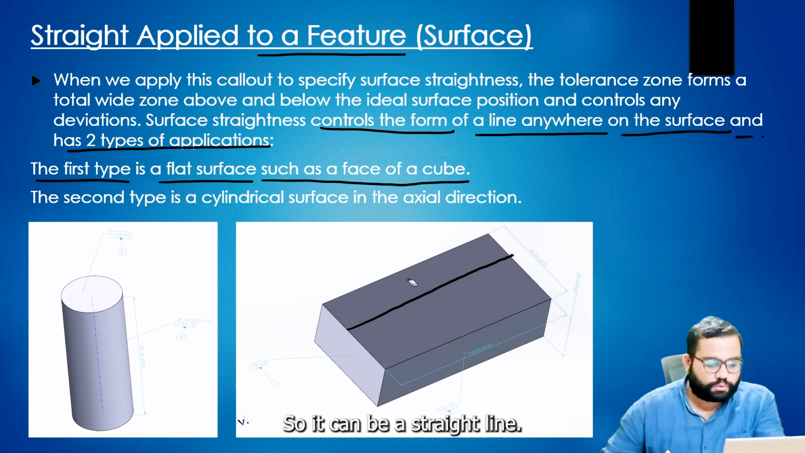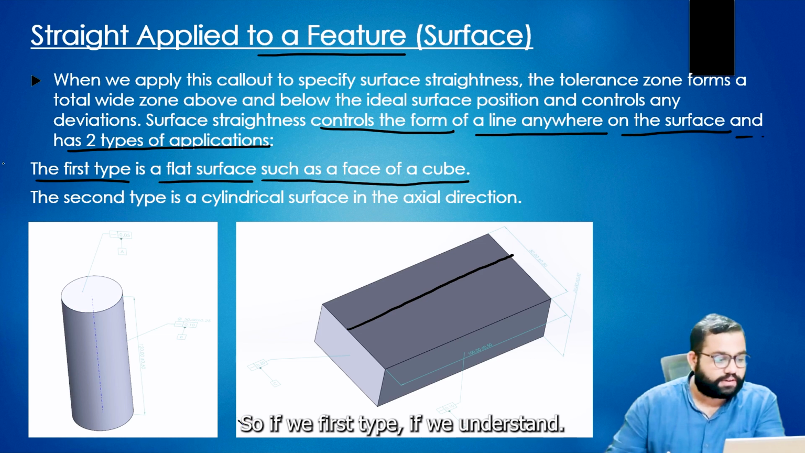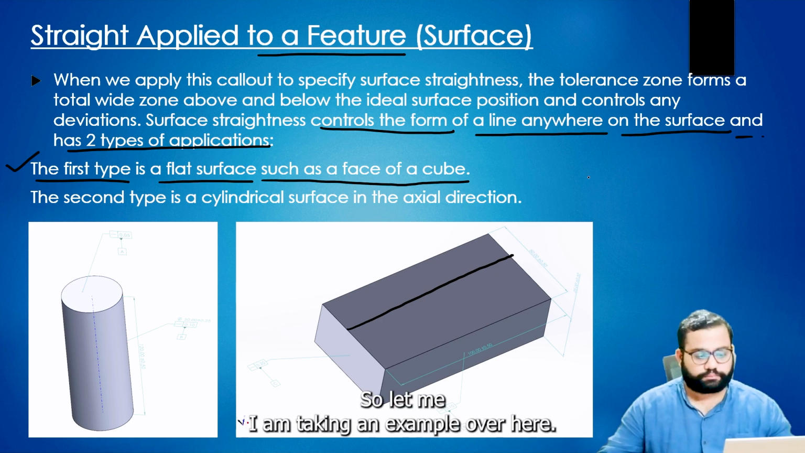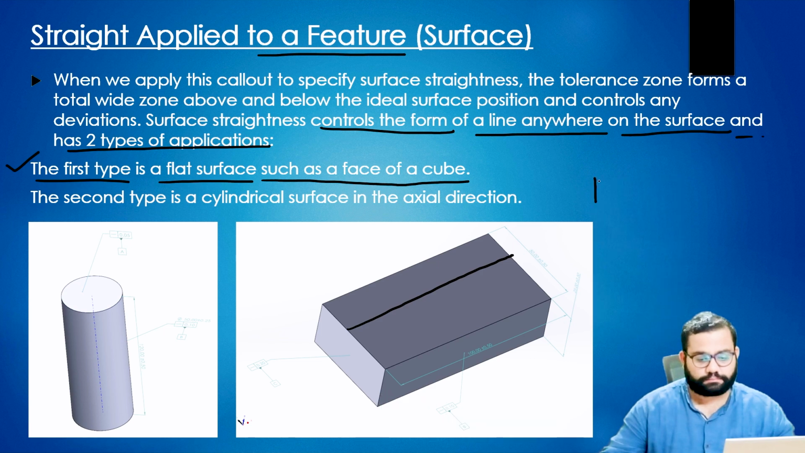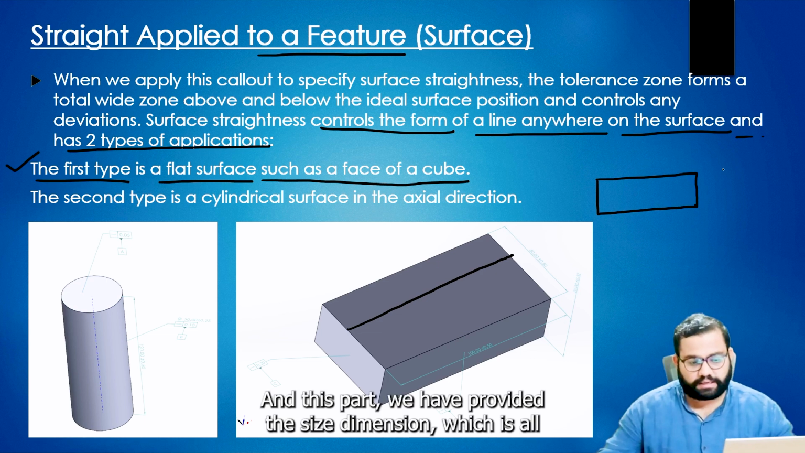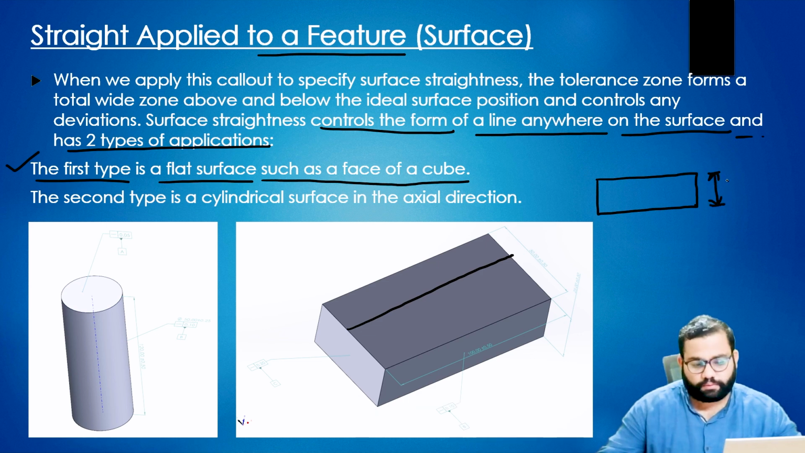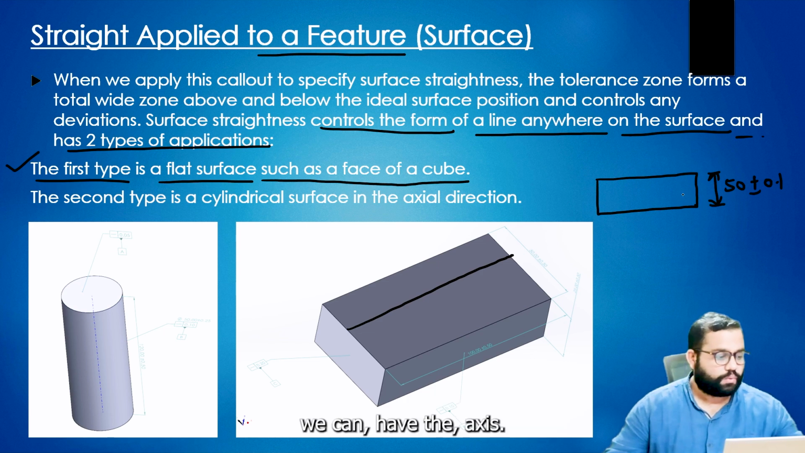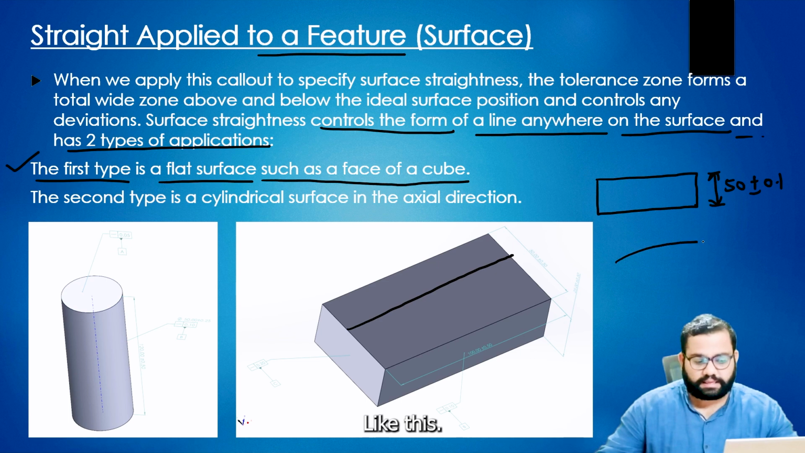Okay, so it can be a straight line. So if we first understand this in a detailed manner, let's say I am taking an example over here. This is a part, and for this part we have provided the size dimension, which is 50 plus minus 0.1. Okay, so when this part is manufactured, after manufacturing we can have the axis, let's say, like this.